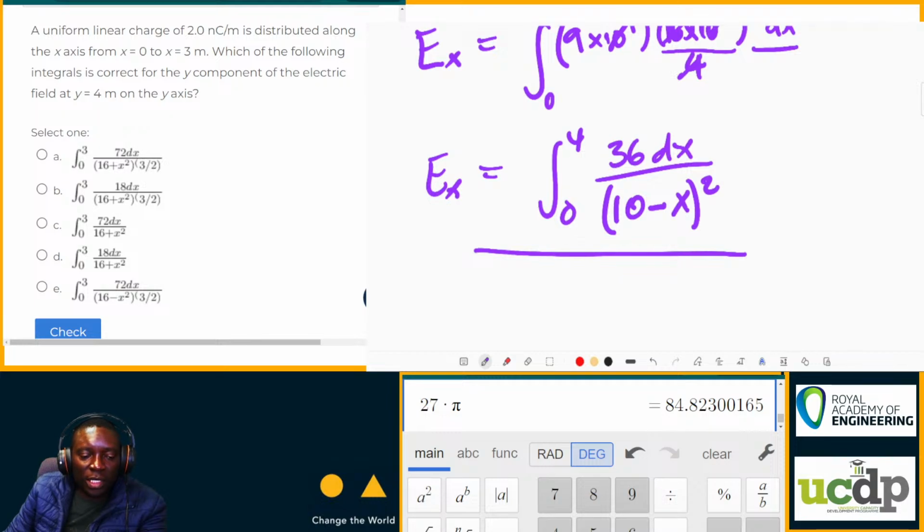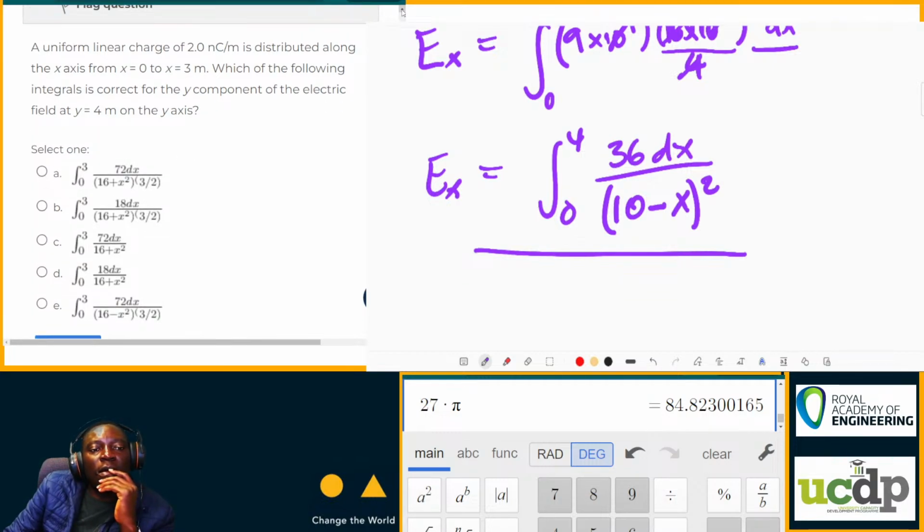So the next question here is similar. Can you attempt this? A uniform linear charge, 2 nanocoulombs per meter, is distributed along the x-axis from x equals 0 to x equals 3. So the limits are already shown there. It's the same thing. Which of the following integrals is correct for the y component of the electric field at y equals 4 meters on the y-axis?